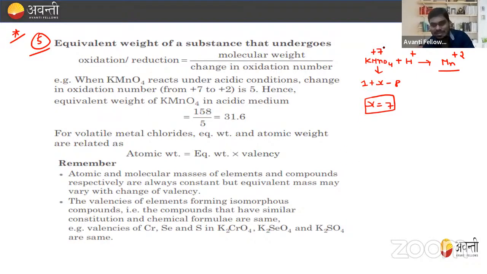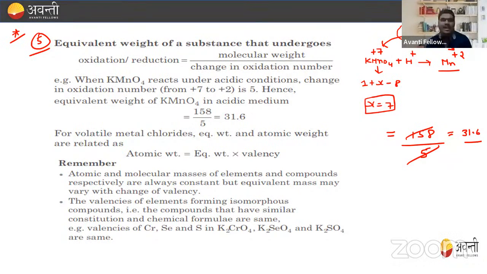So what is the change here, beta? That is 7 to 2. So the oxidation number decreased by a factor of 5. So when KMnO4 reacts under acidic conditions, the change in the oxidation number is from +7 to +2, that is 5. Hence, the equivalent weight of KMnO4 in the acidic medium is nothing but the molecular mass, which is 158 for KMnO4, divided by 5. So we can calculate, it comes out to be 31.6. So this is the equivalent weight of KMnO4.